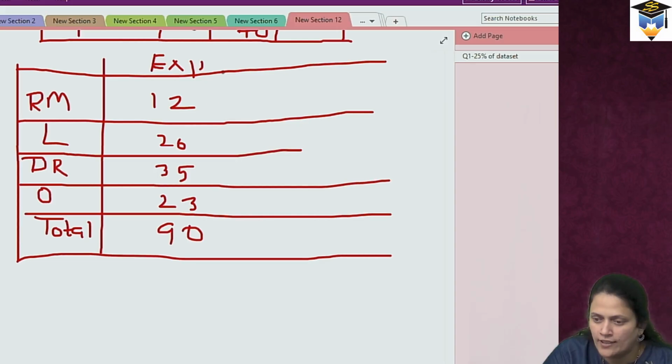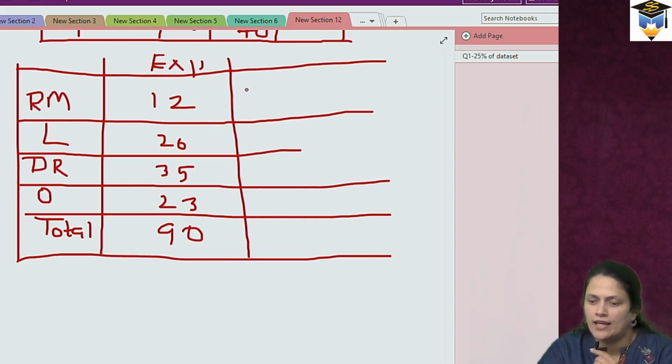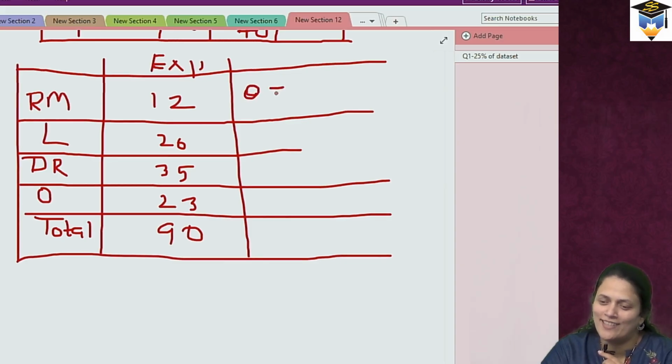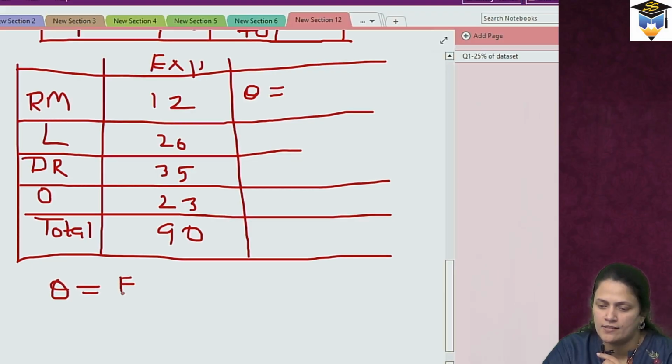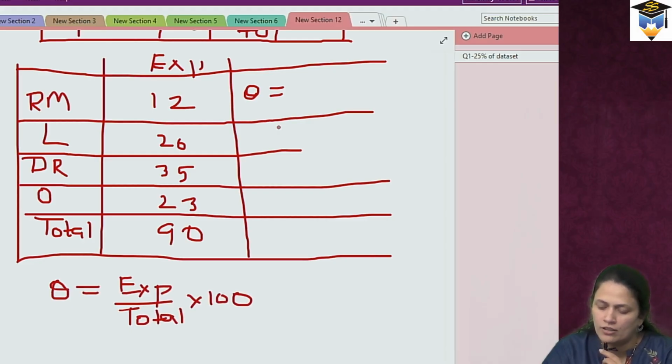So how do we find out the angle for the pie graph? Let us call the angle theta. So theta is going to be expenses upon total expenses into 100. Theta angle is going to be expenses upon total into 100. So first I am going to do it for you for raw materials. So that is 12 upon 90 into 100.